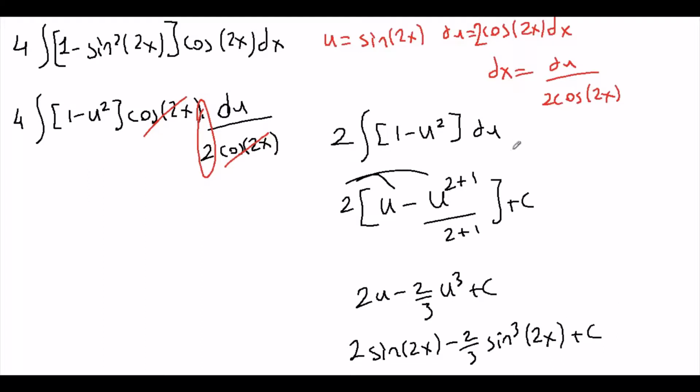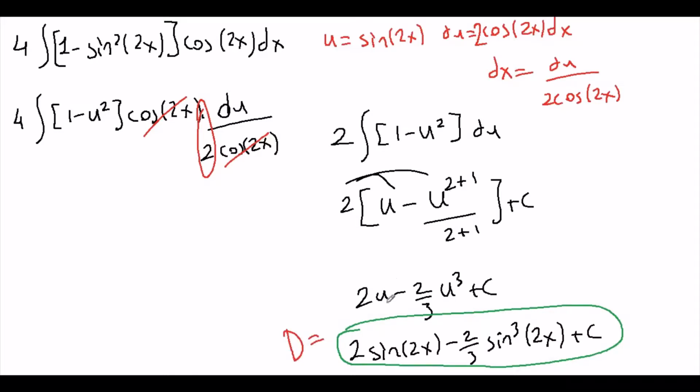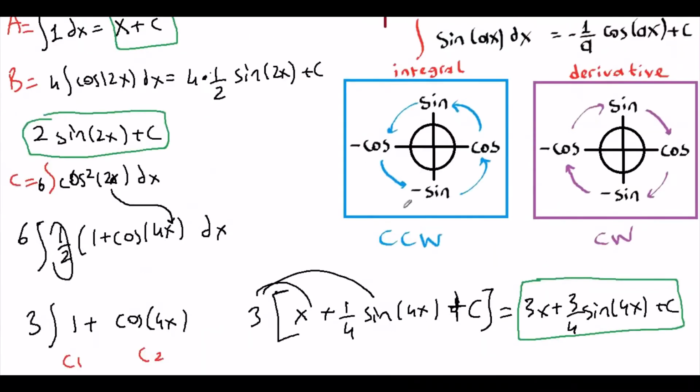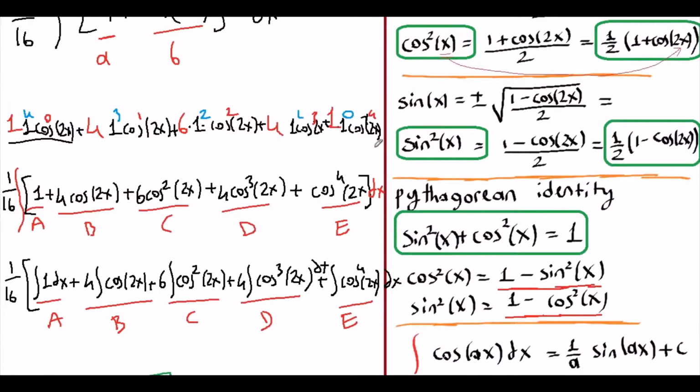So our block D is totally done as well. This is our block D. Let's finally integrate block E. Our block E is cosine fourth of 2x.